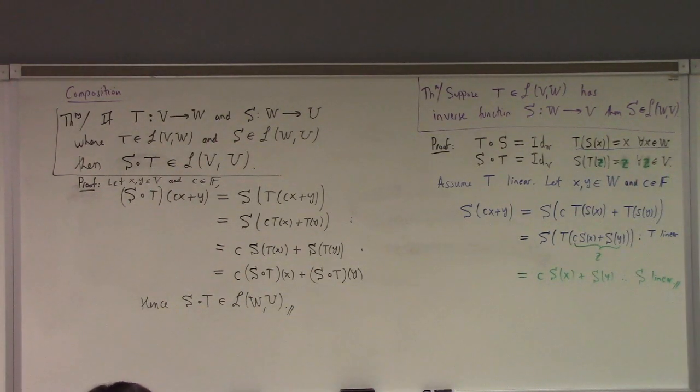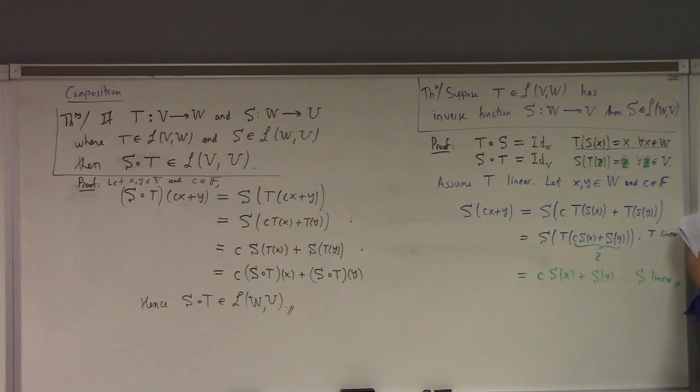The next theorem that I've got for you guys concerns injective linear transformations and how they behave with linear independence. So if T is an injective linear map, then S linearly independent implies that T of S is linearly independent.